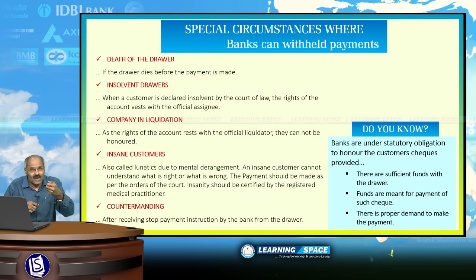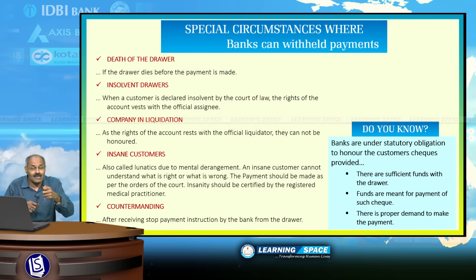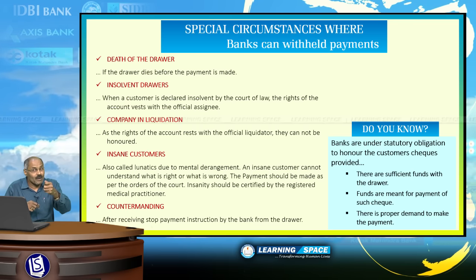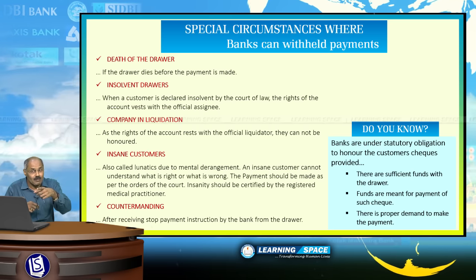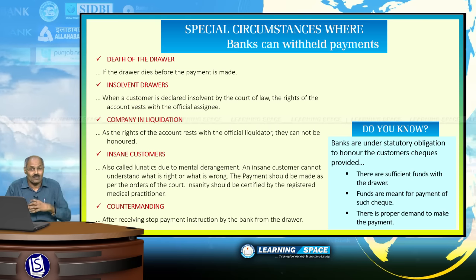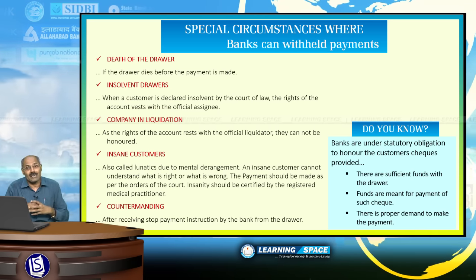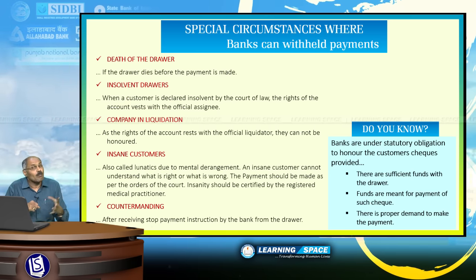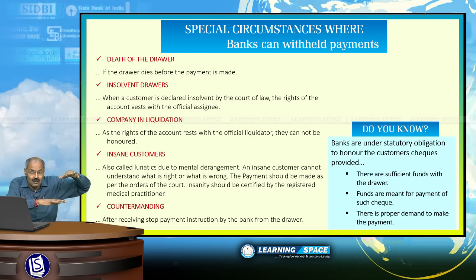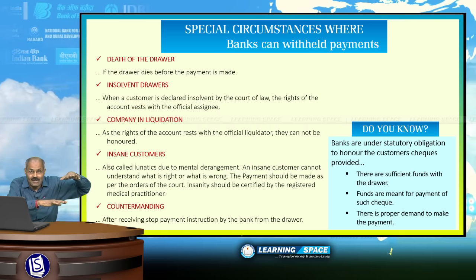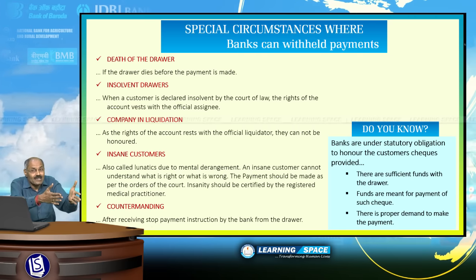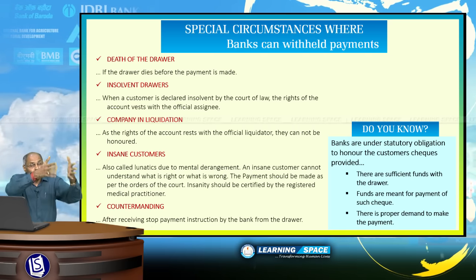When you are issuing a check, please don't forget, a demand draft is certain, but a check is not certain. Demand draft payments are certain, no one can stop them, but check payments are not certain, and banks can stop payments under these circumstances. And please don't forget, the bank cannot pay when there is no sufficient amount in the account. In addition to that, these are the 5 conditions when the bank can stop the payment.